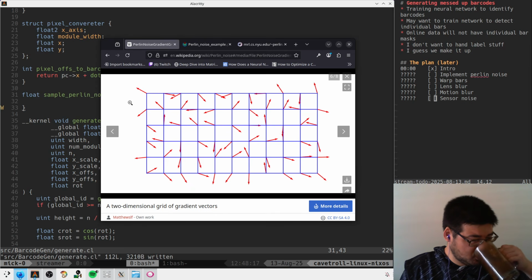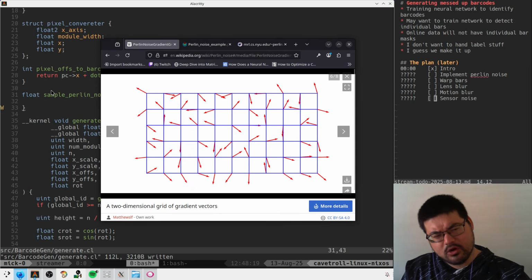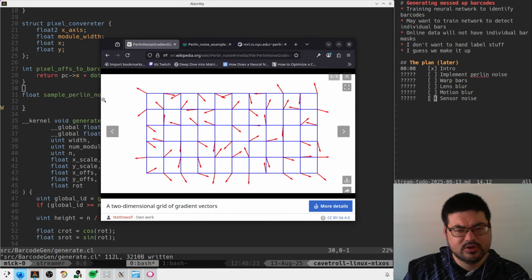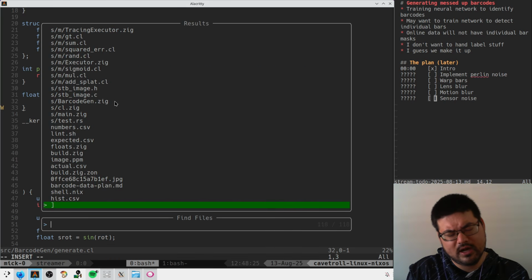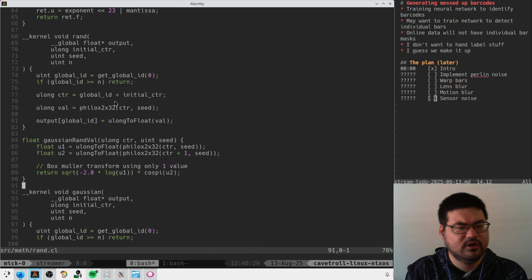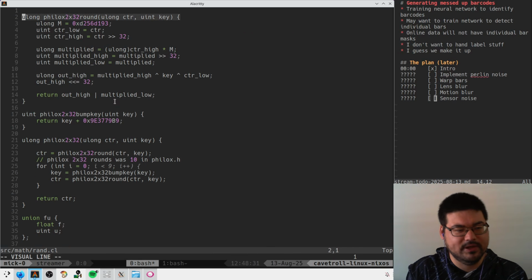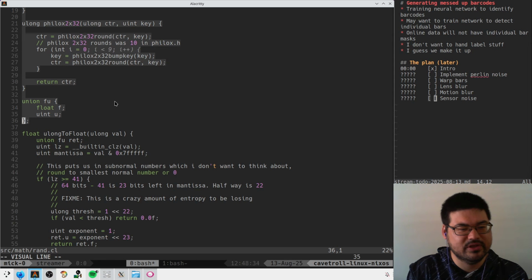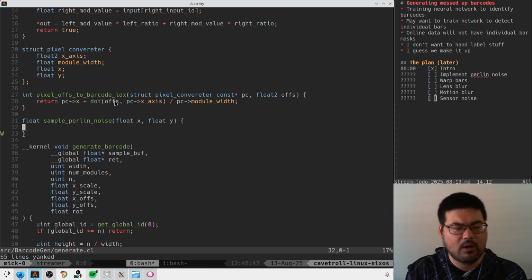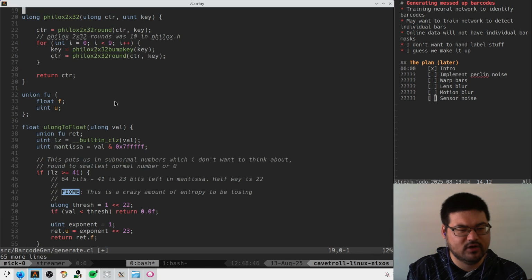Also, I don't know how to include other files yet, but we'll get there. So I guess let's start for now with, where was the random stuff here? Rand.cl. Can we just copy paste this for now, because I don't know what to do with it. We want a way to get a floating point between 0 and 1, probably. Or -1 and 1, maybe. So let's just slap this in here for now.